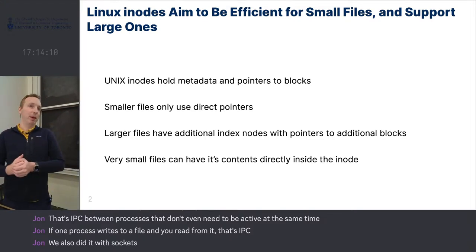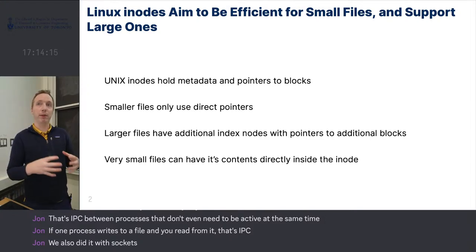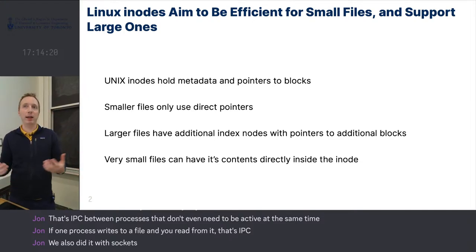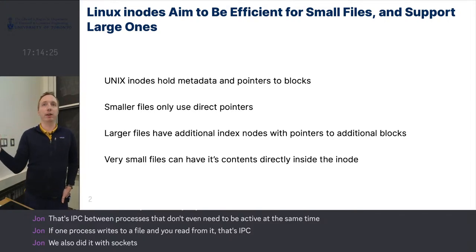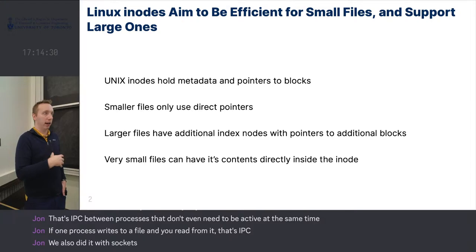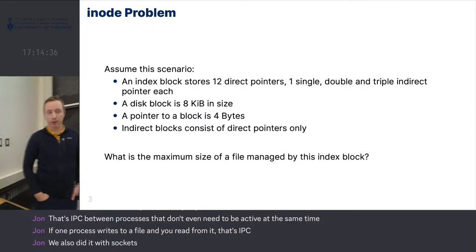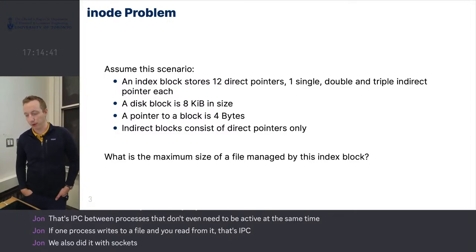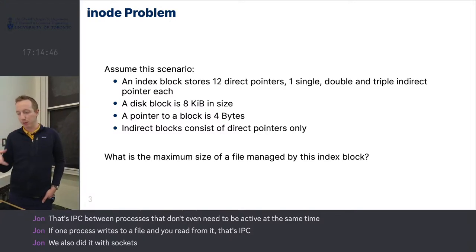And there is also an optimization you will encounter in lab 6. If it's a very, very small file, remember we argued that the blocks are probably like 4 kilobytes or 8 kilobytes. If it only consumes like 12 bytes or something like that, instead of allocating a whole block, there's an optimization to actually store the contents of the file on the inode itself. So now we can have this scenario. Assume that the inode stores 12 direct pointers, one single indirect, one double, and one triple.